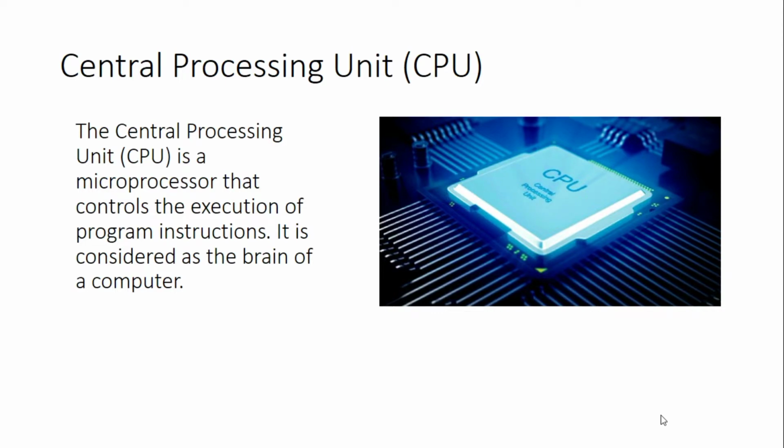First is the central processing unit or the CPU. The central processing unit is a microprocessor that controls the execution of a program's instructions. It is considered the brain of a computer.